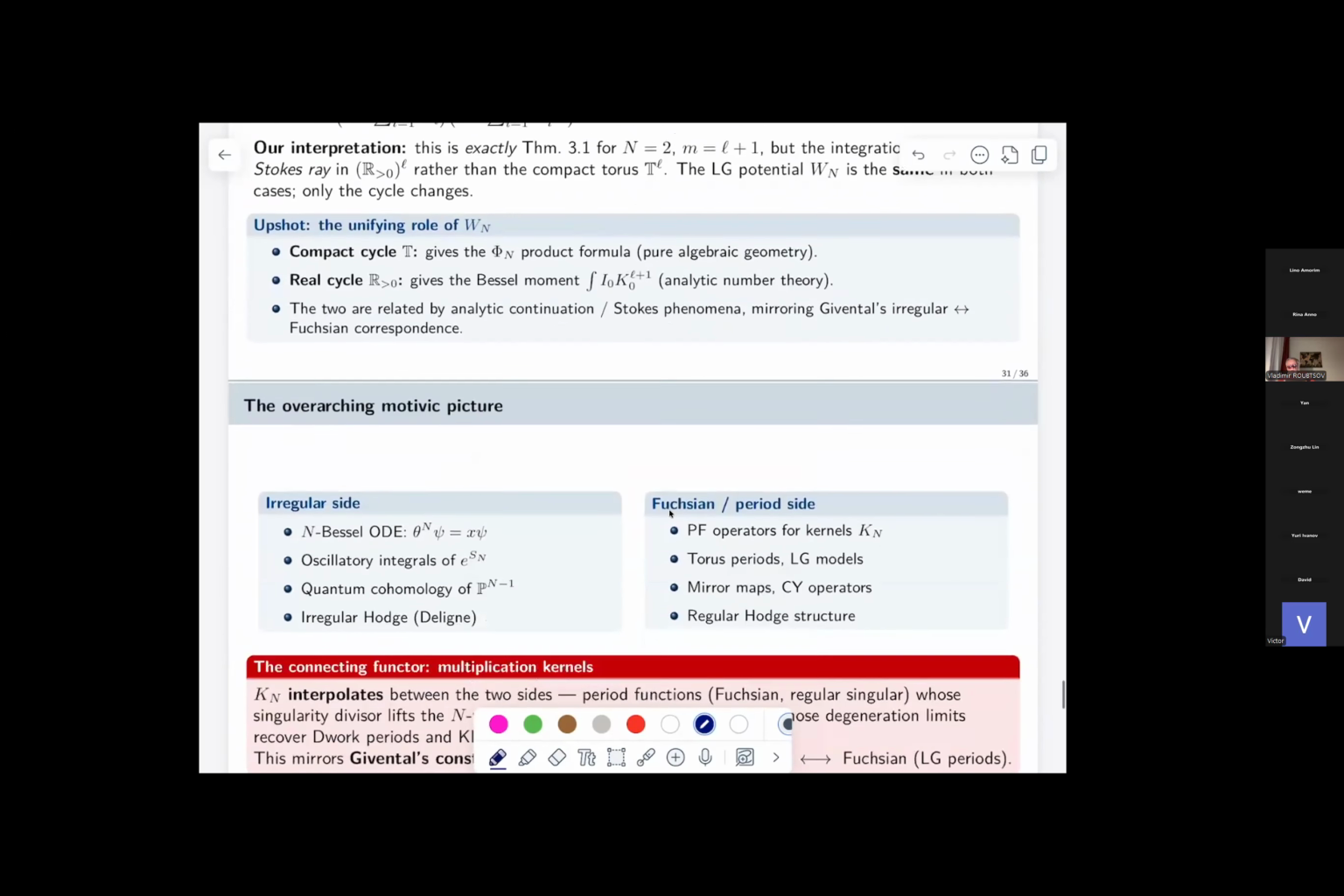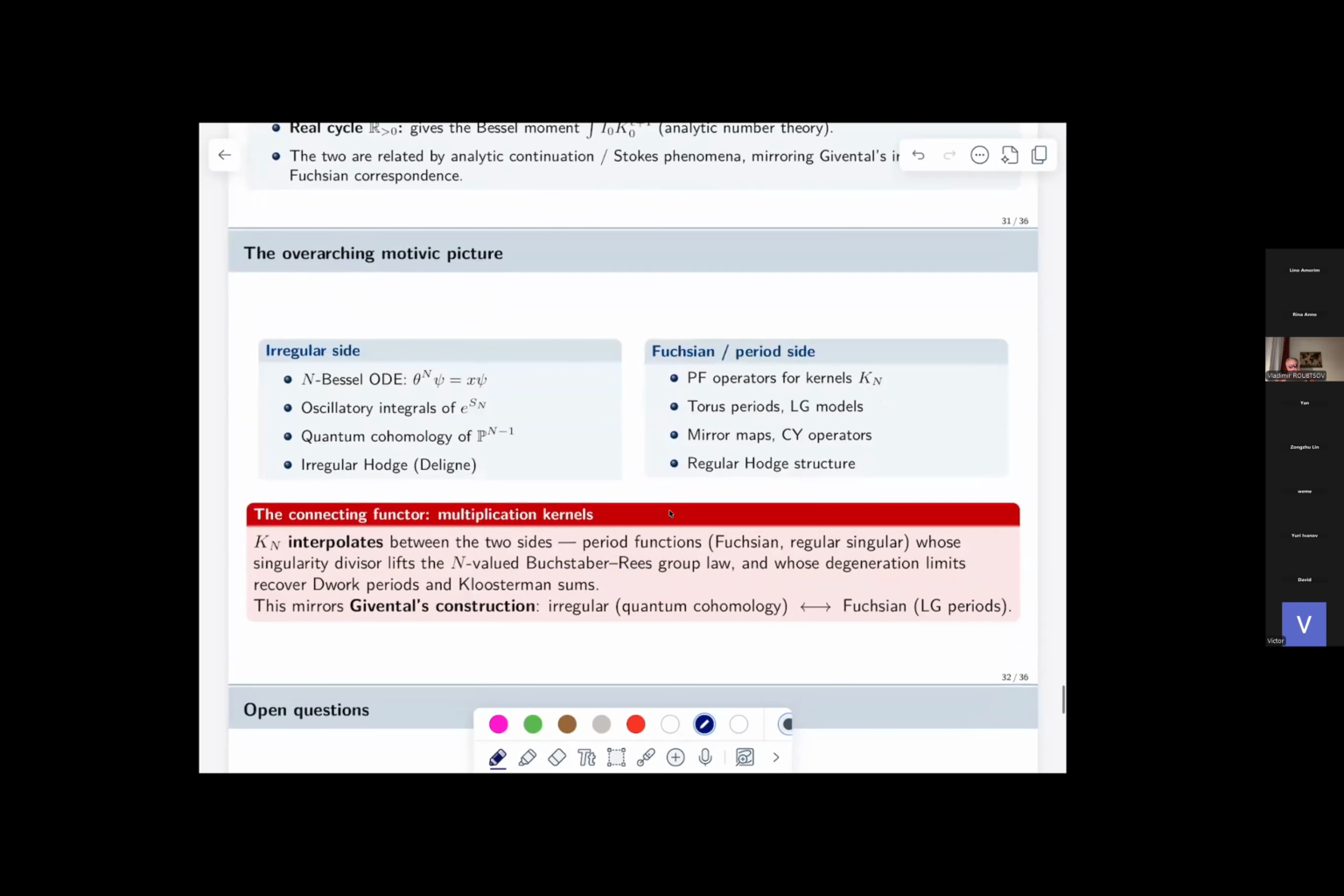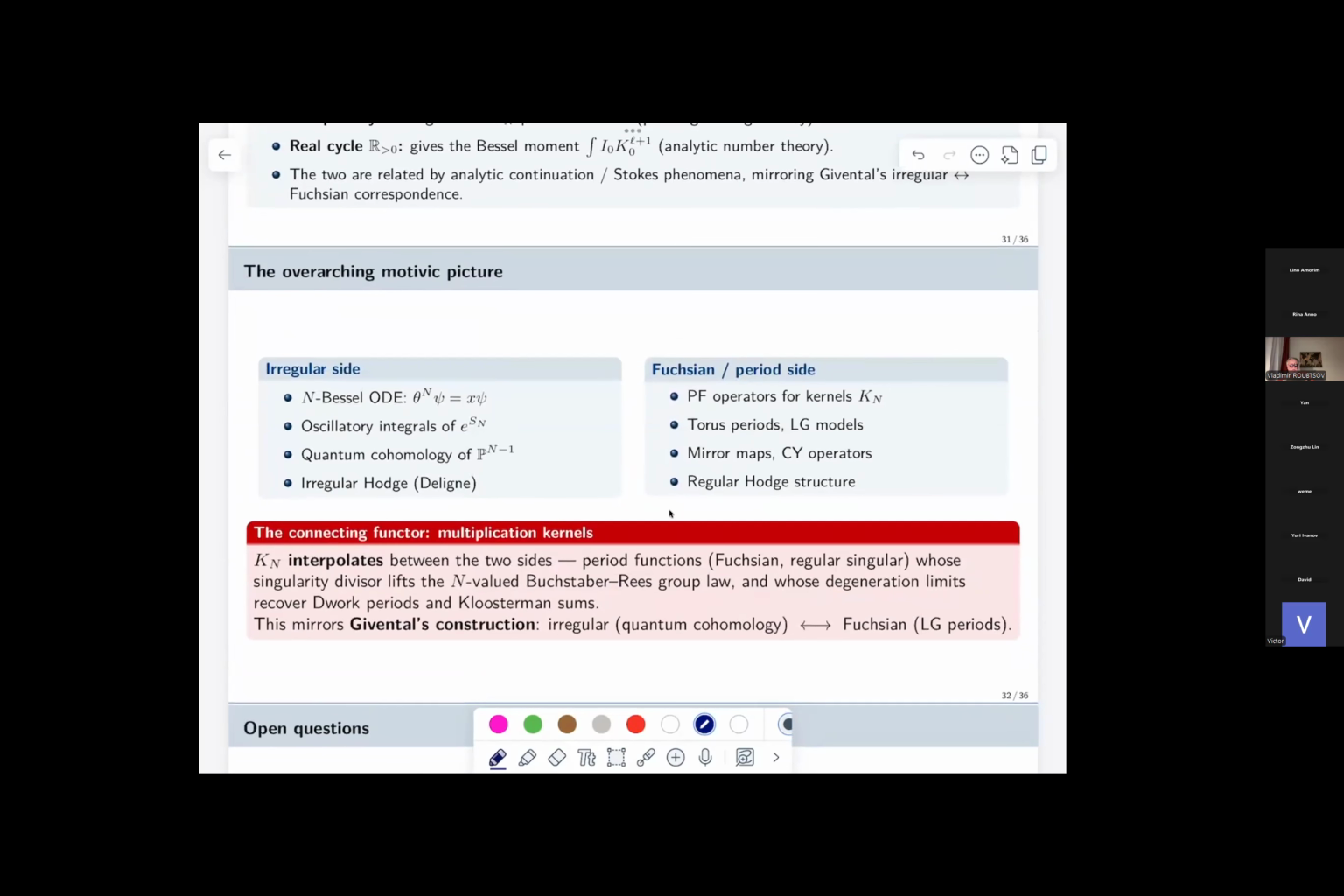That's the last picture which I want to show, that on one hand side, in the regular side, we have n Bessel equation, oscillator integrals of this type, quantum cohomology, and irregular Hodge structure in the computation of these oscillator integrals.